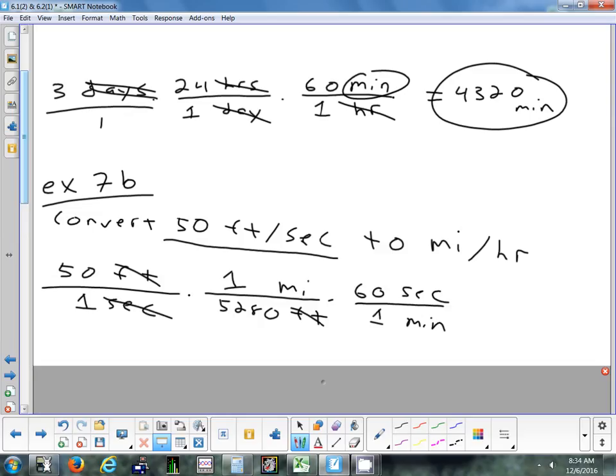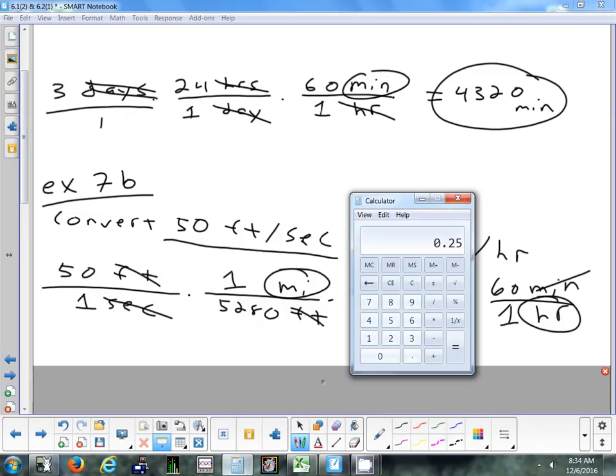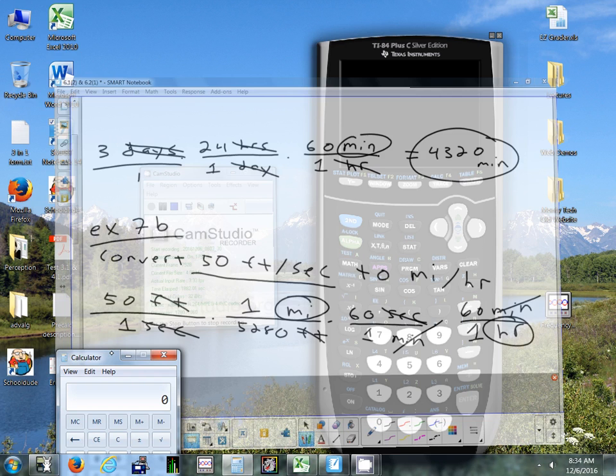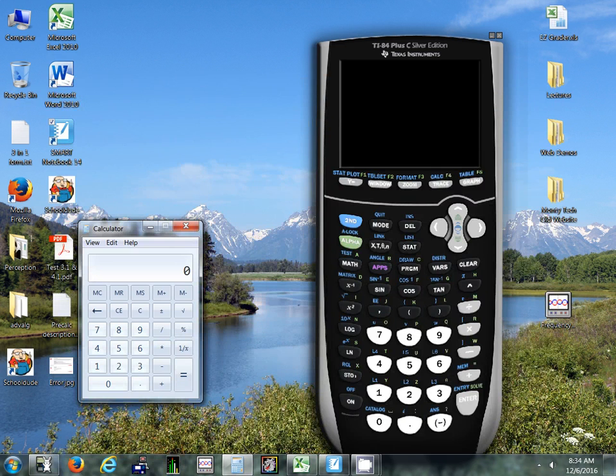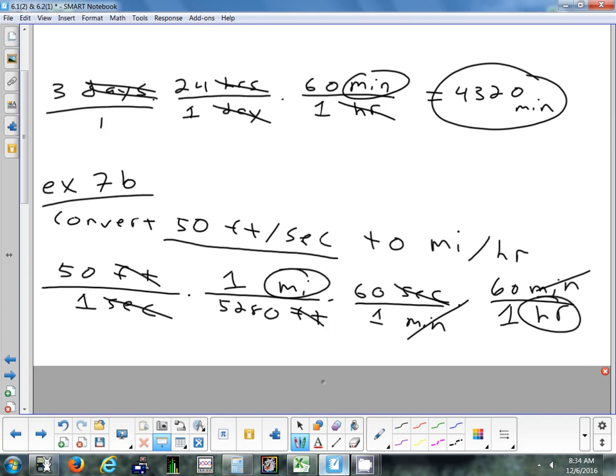Okay, now if we stop here, we have a speed in miles per minute. And what's my last conversion going to be? 60 minutes in 1 hour. Okay, now I'm going to look at my units, make sure I'm left with the right ones. Miles, hour. Sometimes people write it as MPH, or you can just write it as miles/hour. Right, same thing.